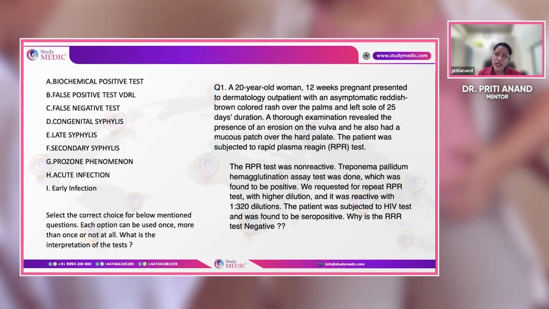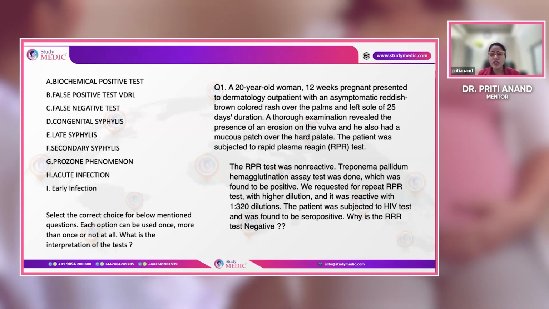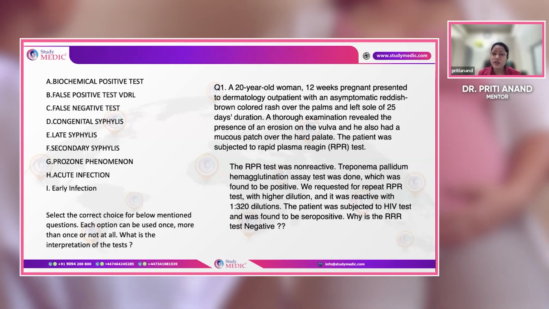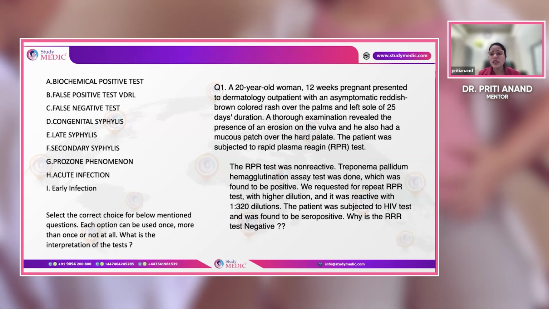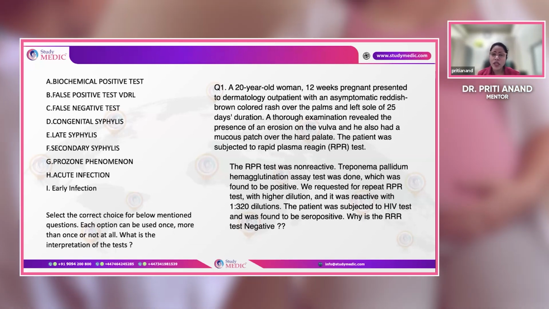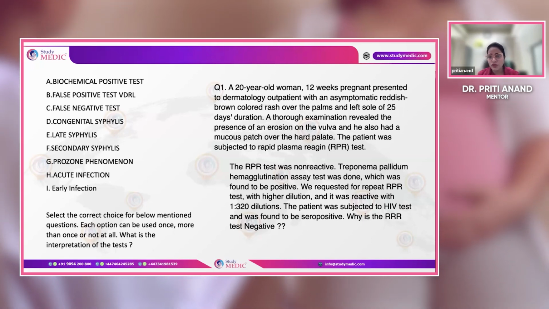So this test is negative because of the prozone phenomenon. What is that? When the patient is in an immunocompromised state, the very high antibodies fail to form the antigen-antibody complexes. And thereafter, when you increase the dilutions, the titers become positive. So they have asked why the RPR test is negative? It is because of the prozone phenomenon.